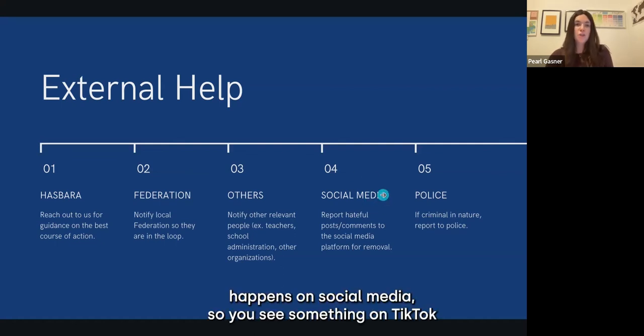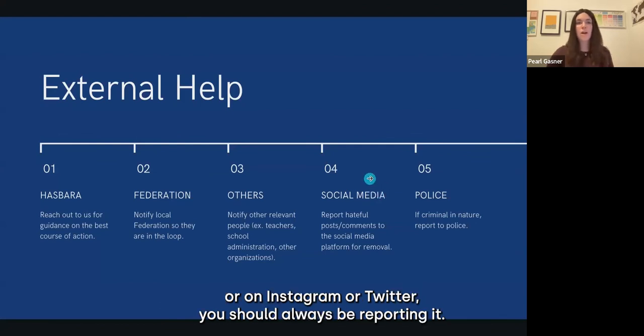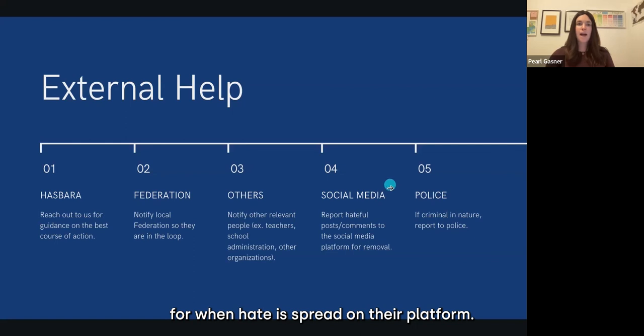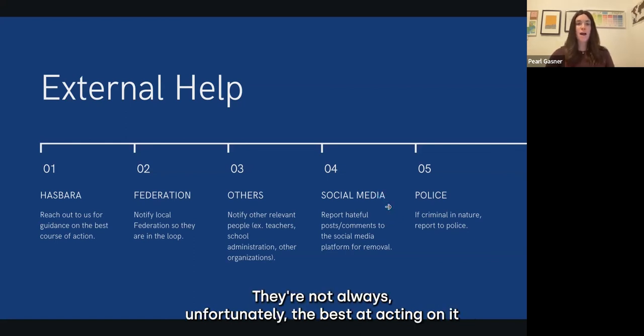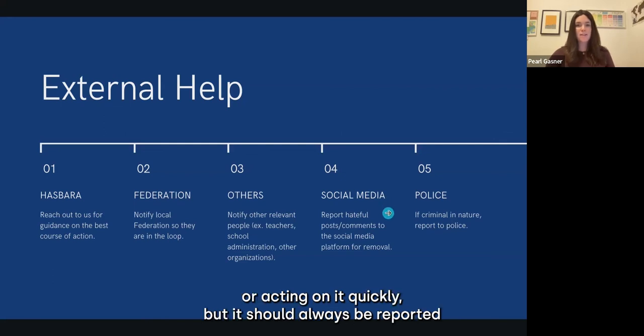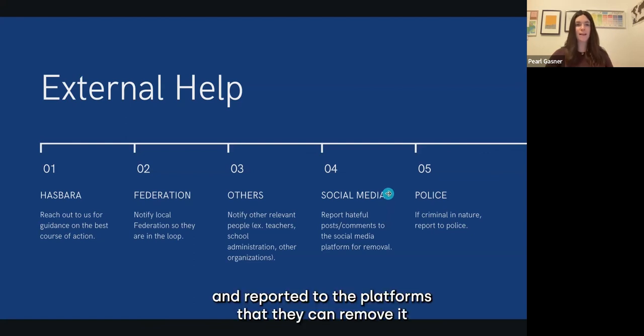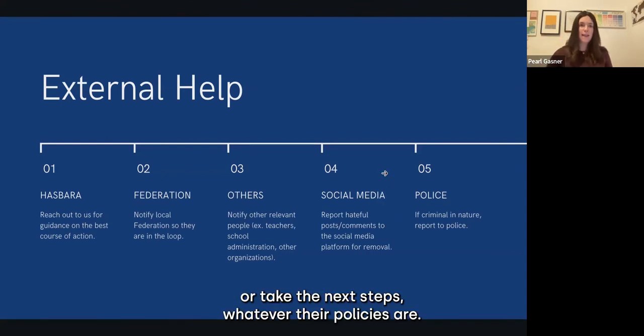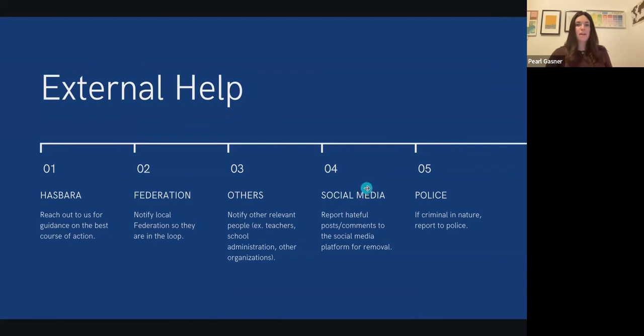If it happens on social media, so you see something on TikTok or on Instagram or Twitter, you should always be reporting it. All of these platforms have guidelines and have protocol for when hate is spread on their platform. They're not always, unfortunately, the best at acting on it or acting on it quickly, but it should always be reported to the platform so that they can remove it and potentially block people's accounts if necessary, or take the next steps, whatever their policies are.